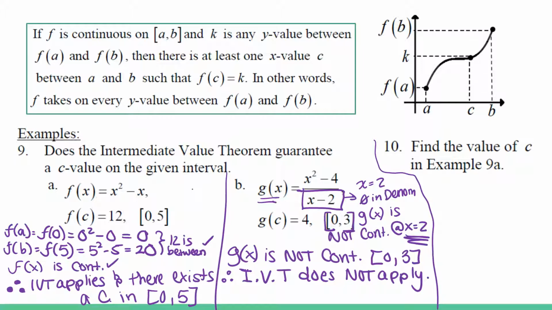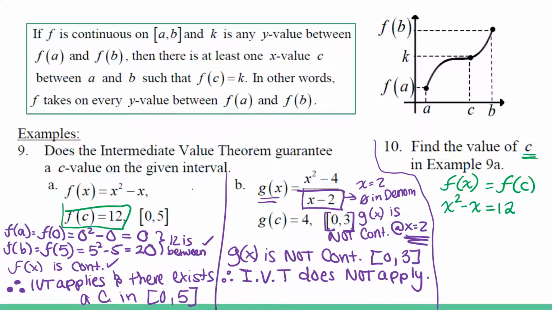And the way we're going to do this, whenever it asks for the exact value of c, we're going to say f of x equals f of c. And we plug it in and just solve for the value of c. So f of x is x squared minus x. f of c, they told us right here, is 12.